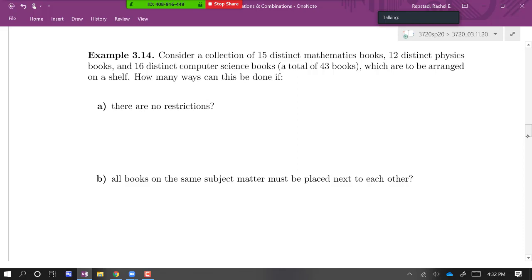What should we get? Is it going to be 15 factorial times 12 factorial times 16 factorial? Not this time. That would actually include some restrictions. So if I'm talking about no restrictions, I imagine it's 43 factorial. Yes. Right, because which subject is which doesn't matter to me then, right? So this would be 43 factorial. Now, if we want to group the books on the same subject matter together, that's when we're going to have 15 factorial, 12 factorial, 16 factorial.